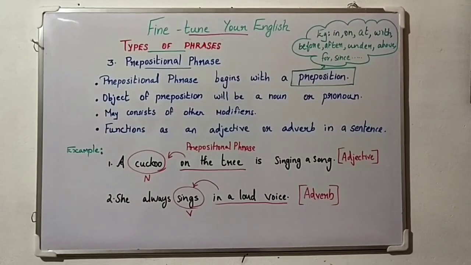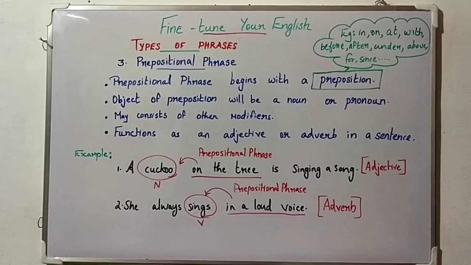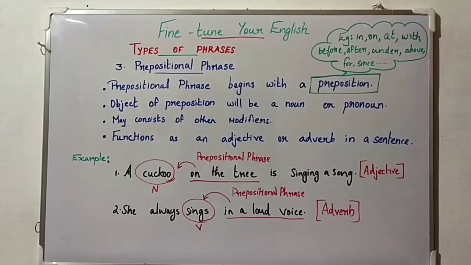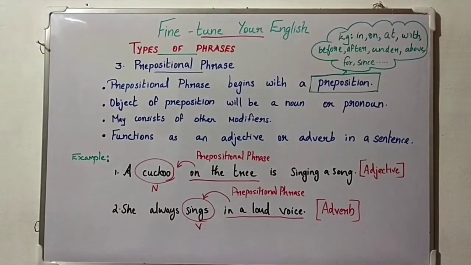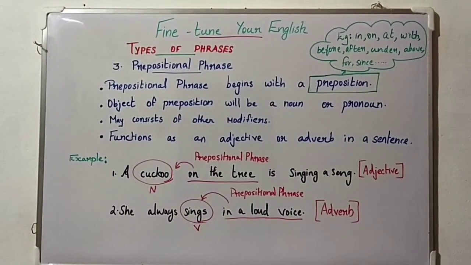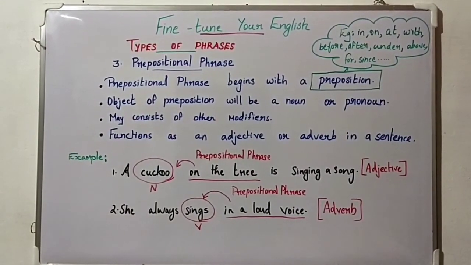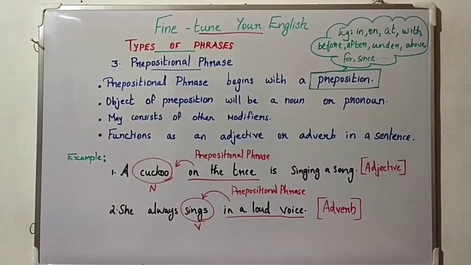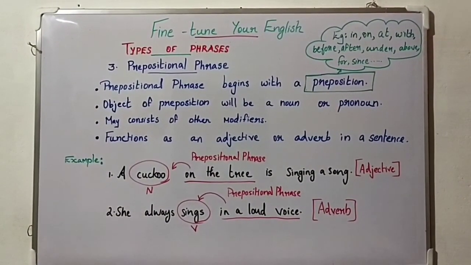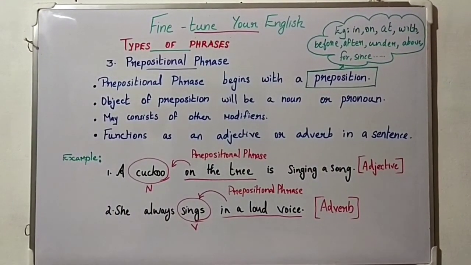See the second example. She always sings in a loud voice. In the sentence, the prepositional phrase begins with the preposition in. In a loud voice is the prepositional phrase and it says something more about the verb sings. So we are getting the answer to the question, how does she sing? In a loud voice. So in a loud voice explains something more about the verb sings and it is an adverb. In this sentence, the prepositional phrase acts as an adverb.